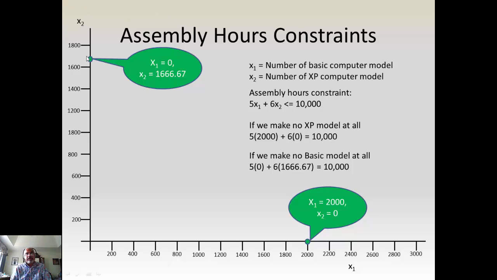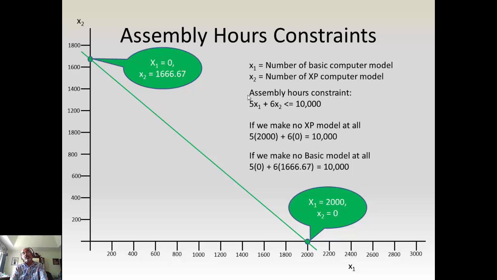So now if you connect these two, this line represents all the combinations of x sub 1 and x sub 2 values that will use up all of the 10,000 hours of labor available. And of course all the points below this line will also be feasible because you'll be using less than or equal to 10,000 hours. But any x sub 1 and x sub 2 value combination that falls outside here is not possible because that would require more than 10,000 hours of labor.